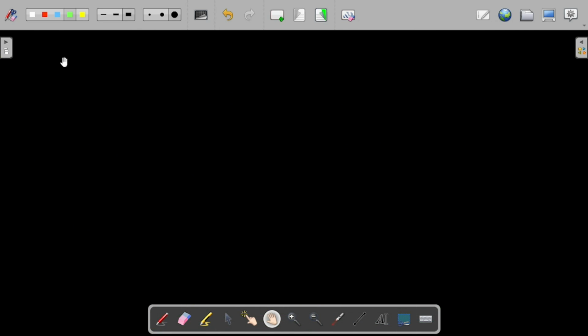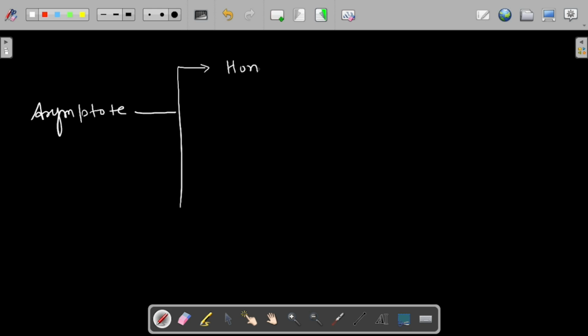Now we can understand in detail that asymptote can be of three types. One is the horizontal asymptote, second is the vertical asymptote, and third one is the general asymptote.